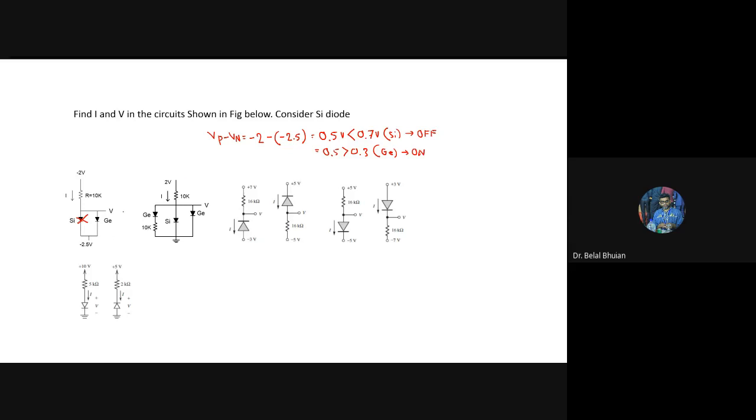So if we draw the circuit this way, any terminal voltage is measured with respect to ground. From 2 volt we have a resistor, and then the silicon diode is off, and then we have the germanium diode, 0.3, and 10K. We can determine the current.